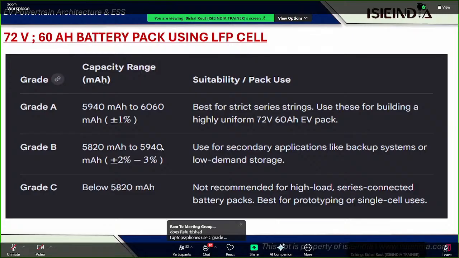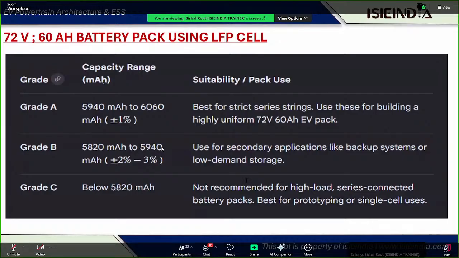Grade B cell comes under the category of 5.8 ampere hour to 5.9 ampere hour. And grade C cell is something which is below 5.8 ampere hour and which is not recommended for high load, and it is basically not recommended for proper use. Right? So this is for the LFP cell basically.